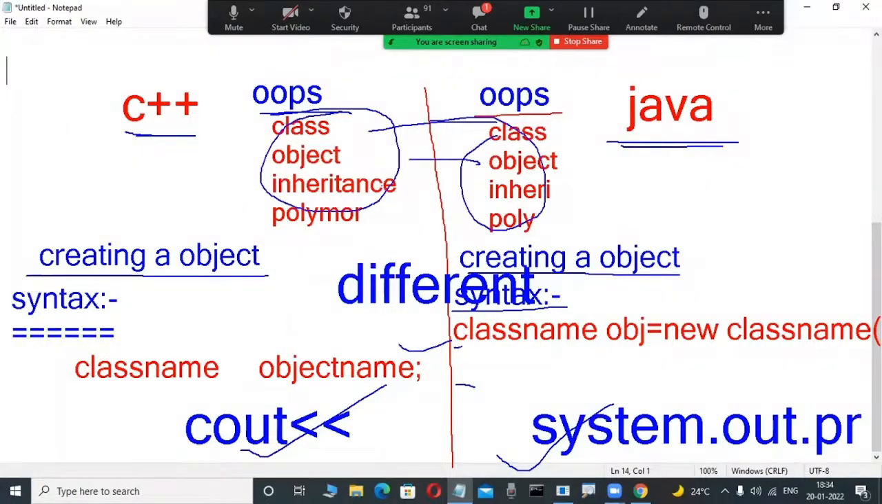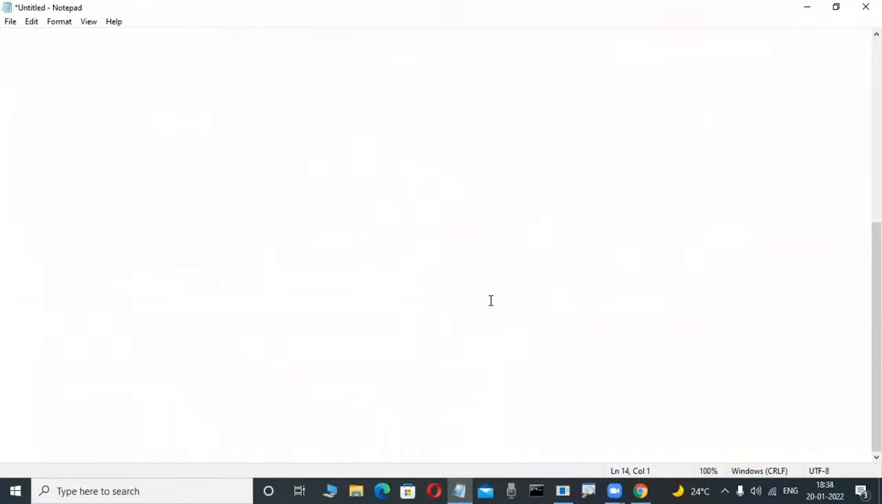What is class? What is object? What is inheritance? What is polymorphism? Same. But syntactically, totally different. Why? Because those are two different languages. Okay, fine. Two different products from totally different companies only. That's why functions are different, and syntax is also different. Same like here also. Here also observe.